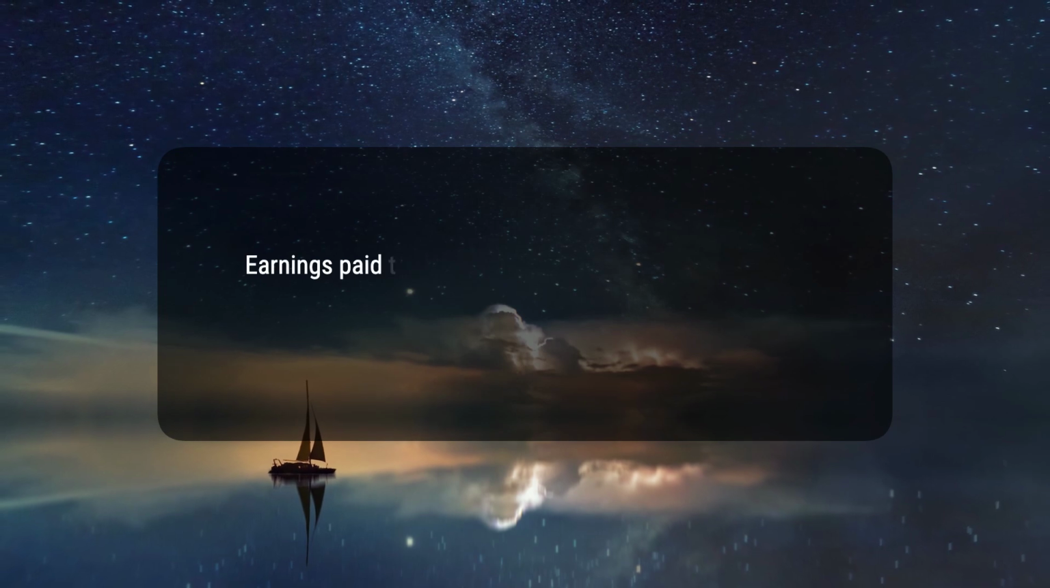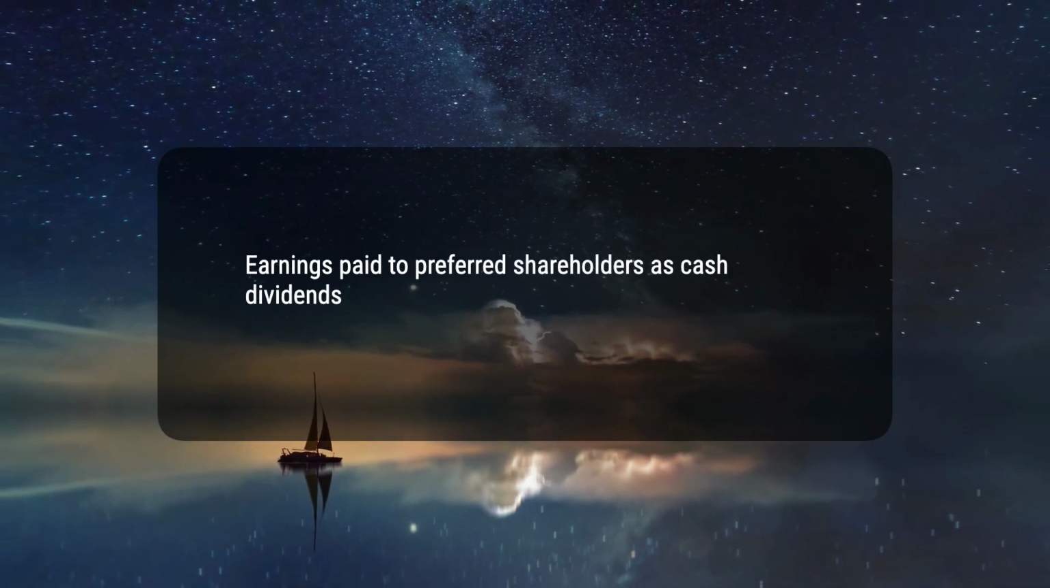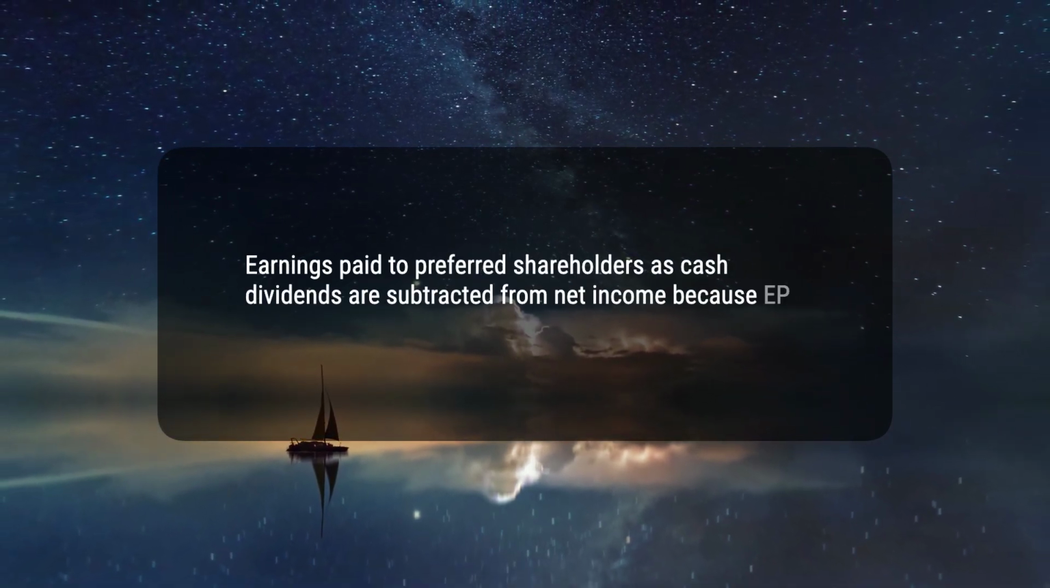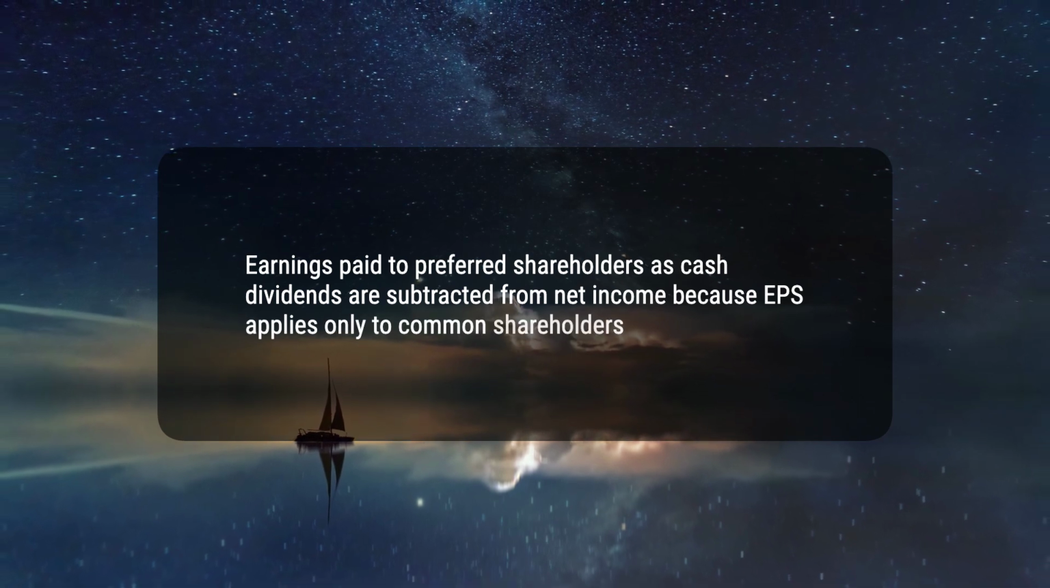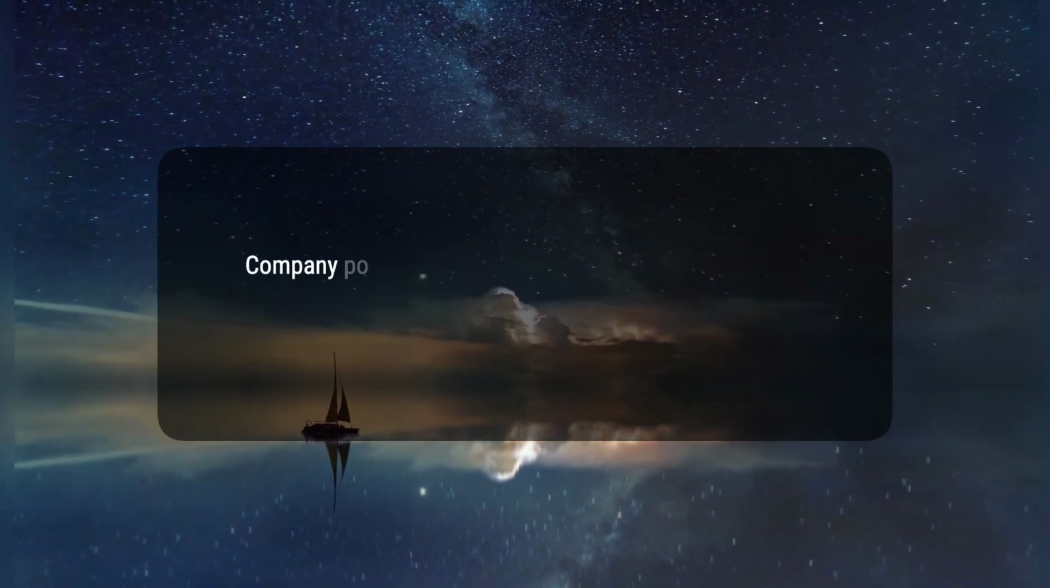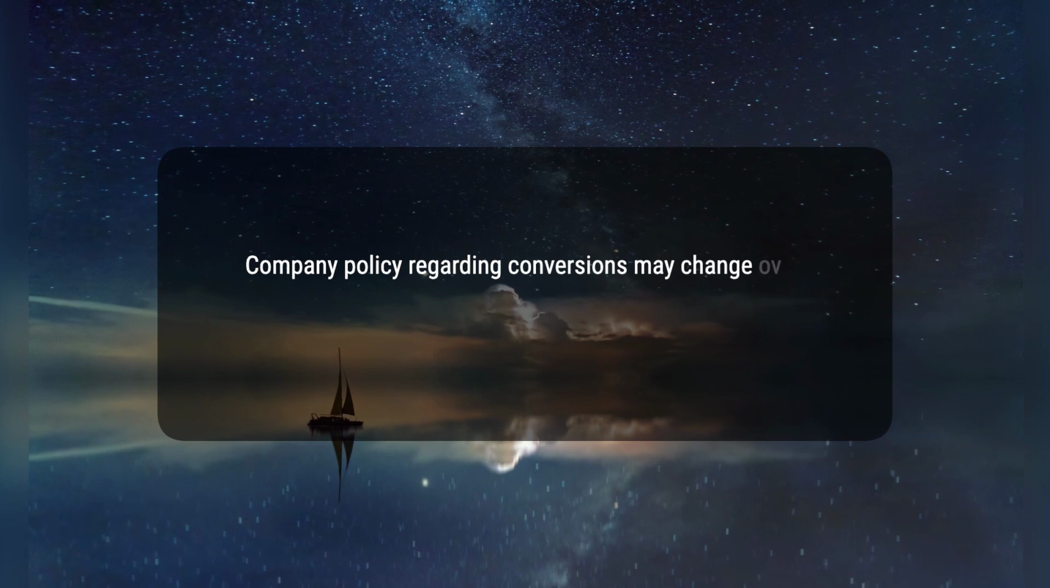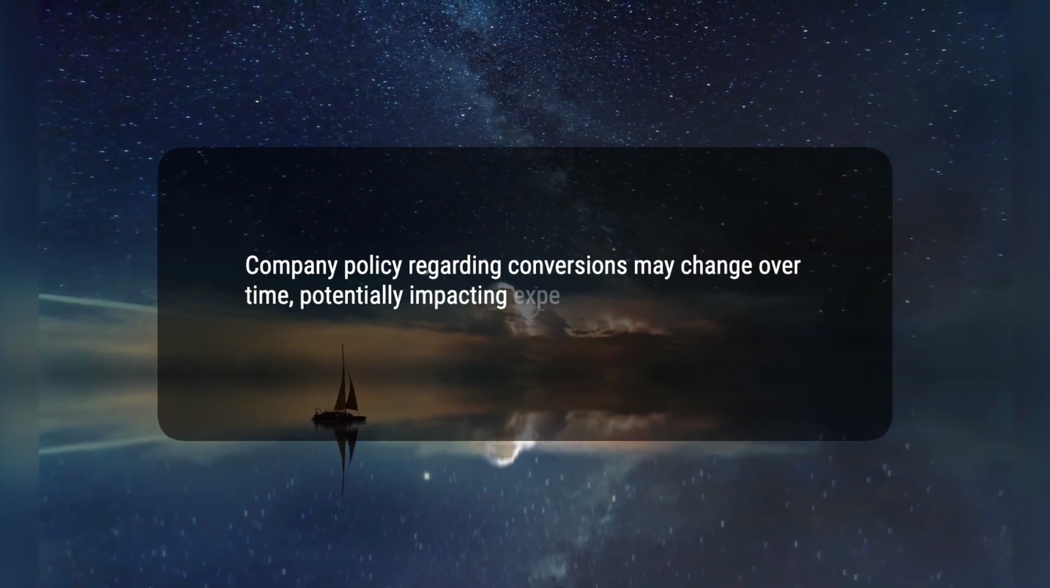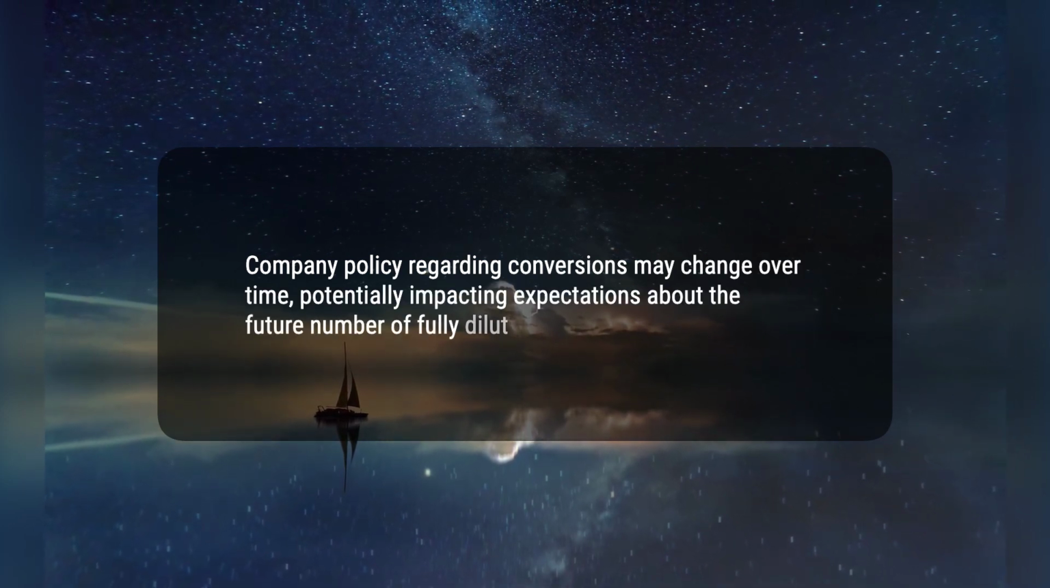2. Earnings paid to preferred shareholders as cash dividends are subtracted from net income because EPS applies only to common shareholders. 3. Company policy regarding conversions may change over time, potentially impacting expectations about the future number of fully diluted shares.